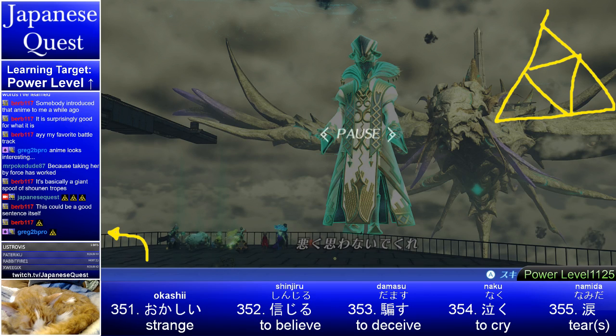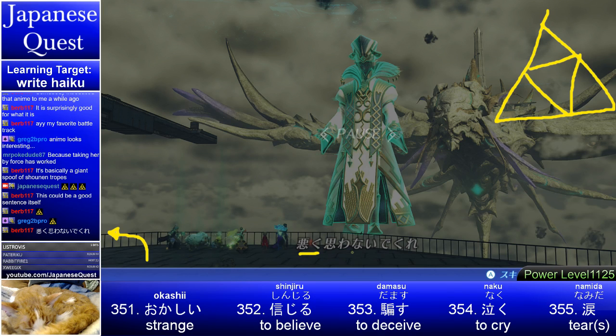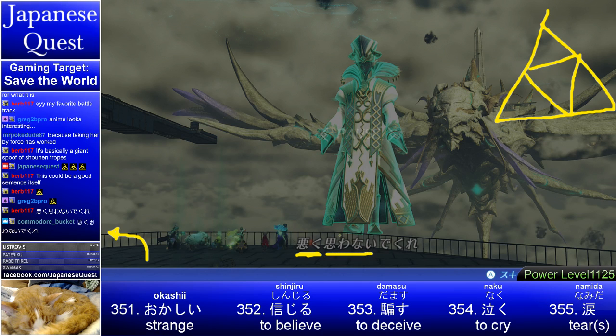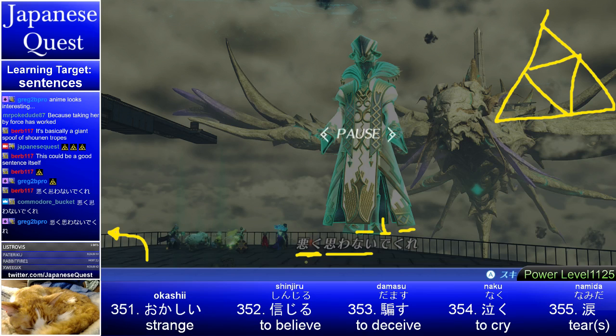So this just means, very simply, don't think badly of me. We can break it down. Warui means bad. You can add ku to combine it with another verb, so waruku. Waruku omowanai, so don't think badly of me. Omou is to think, and nai makes it negative. And then kure means please. So please don't think badly of me. The de is the te form combining it with please, kure. So waruku omowanai de kure. Do not think badly of me.